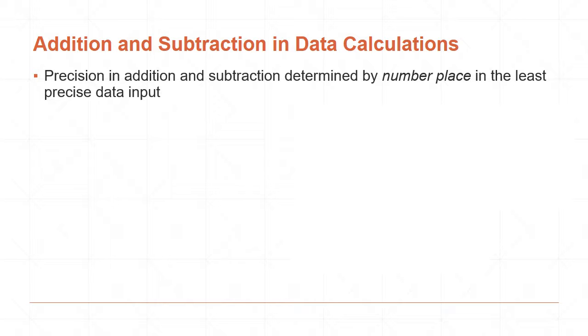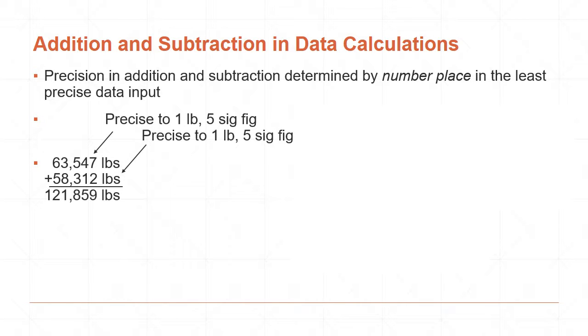So let's take an example. Let's suppose I have a truck that when it's empty weighs 63,547 pounds. Now that piece of data is precise to 1 pound. There's 5 significant figures in that input. Now once I load the truck with cargo, the cargo weighs 58,312 pounds. That too is precise to 1 pound in 5 significant figures.